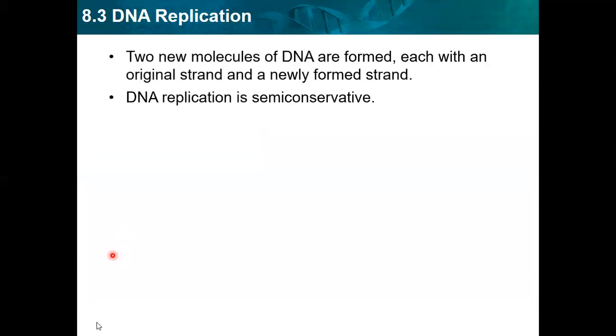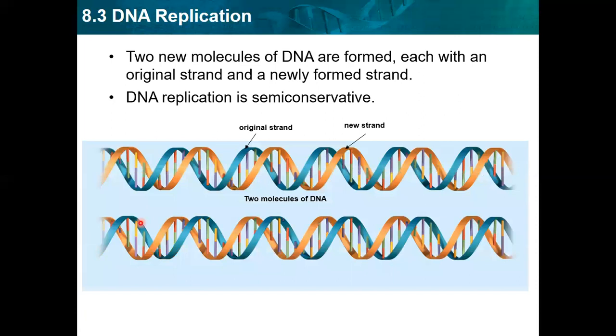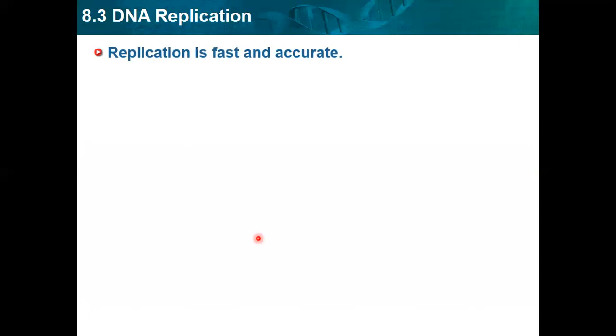replication process. So now after the process, two new molecules of DNA are formed, each with an original strand. The original strand is the one in blue and the new strand is the one in brown. And this is the reason why DNA replication is said to be semi-conservative. Semi-conservative because you've got half of the original and half of the new. So this is the reason why it's said to be not conservative but semi-conservative.